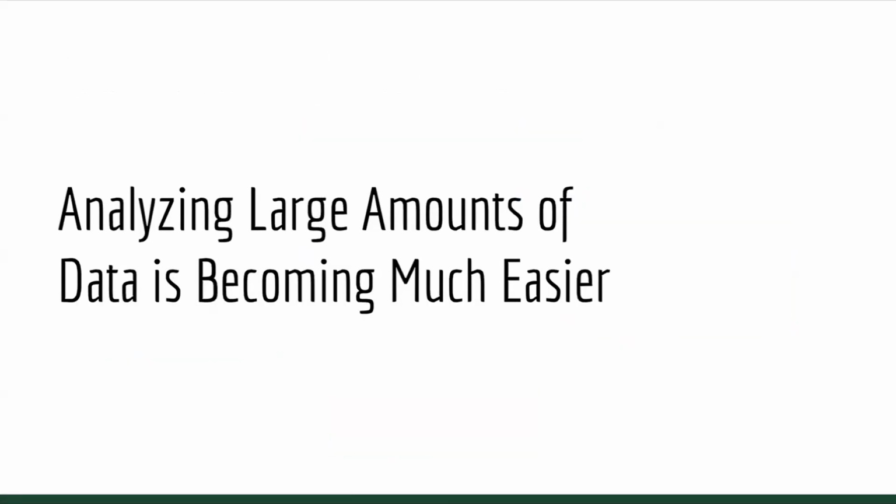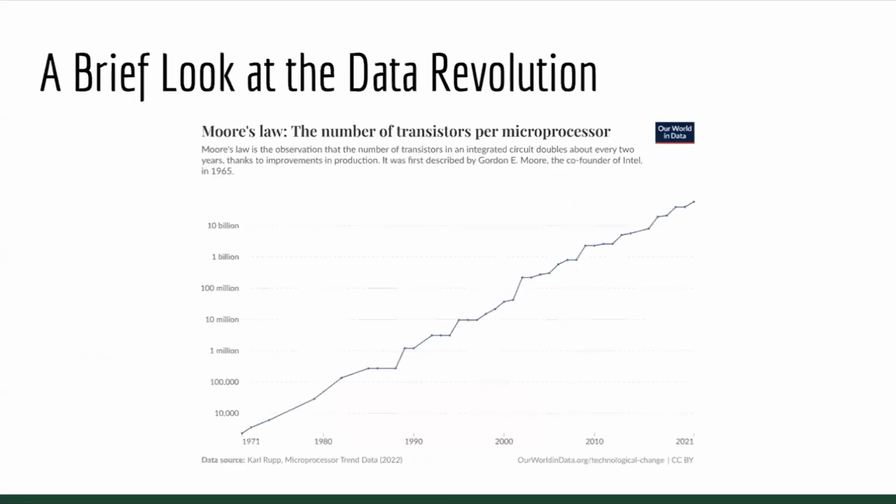So doing this work does require a lot of information if we want to make good decisions, but the good news is that analyzing large amounts of data is becoming much easier. So this is a look at the number of transistors that we can fit on a microprocessor, so on a computer chip, over time from 1971 up to 2021. It follows a paradigm called Moore's Law, where about every 2 years you can double the amount of transistors you can fit on a computer chip.